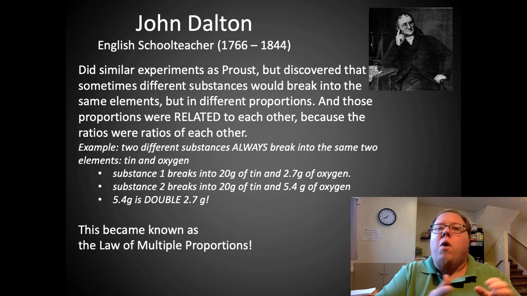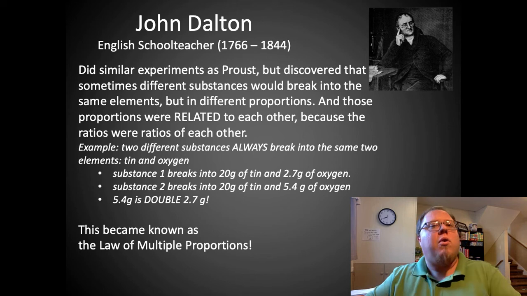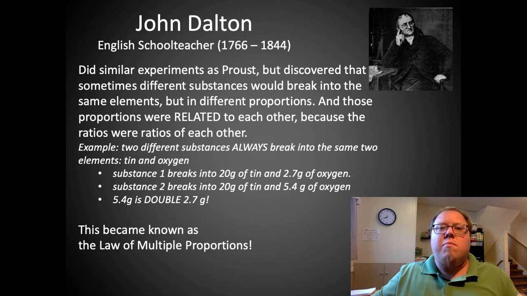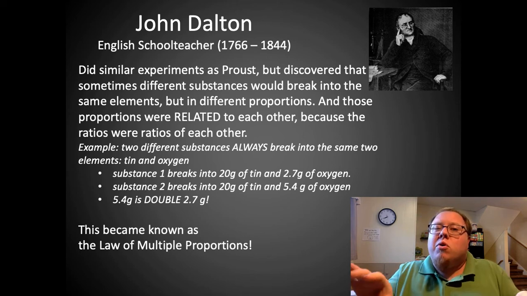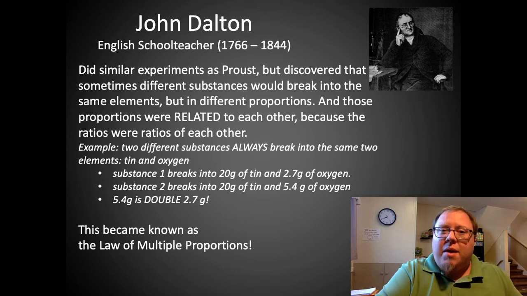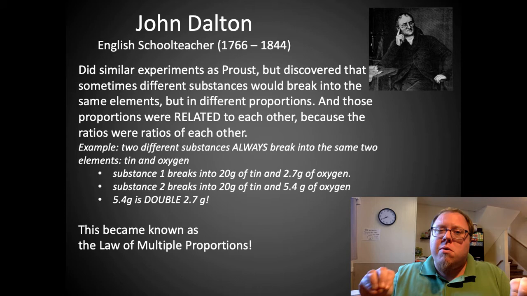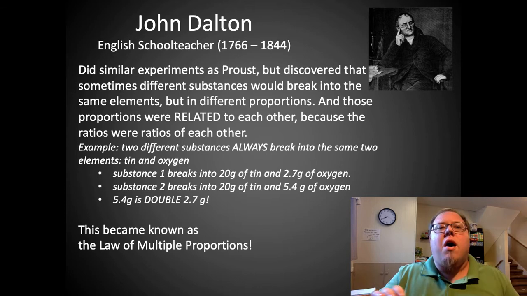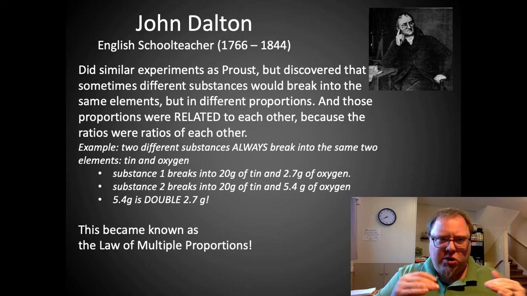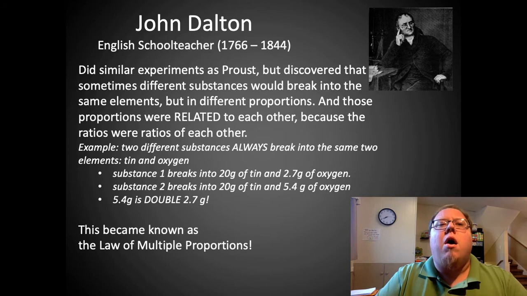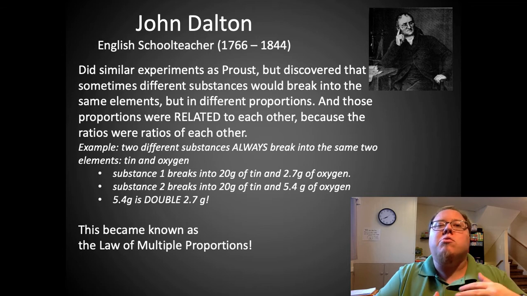Okay, so one substance, say, would give tin and oxygen, and another substance would also give tin and oxygen, and both of them would give the same proportions for that same substance each time, like Proust's law there, but they would also have different proportions from each other. Now, when he compared these proportions, this is a little complicated, he noticed that the proportions were related to each other between the two substances. Okay, they were ratios of each other.